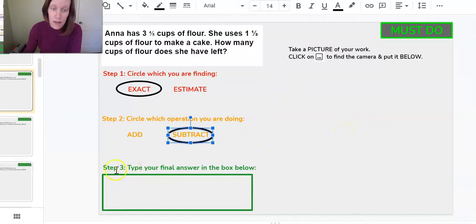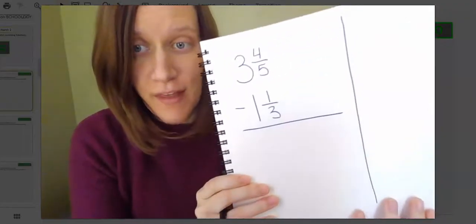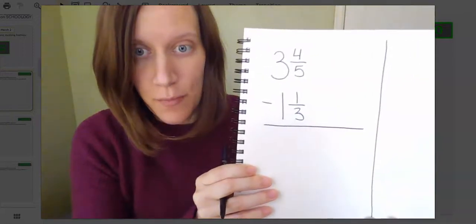Before I can type my final answer in the box below, I have to actually do my work on my whiteboard and take a picture of it. I'm going to show you how I would do that. I don't have a whiteboard at home, but I do have paper and a marker, so I'm going to show you how I do that on my paper, take my picture, and then type my final answer in a full sentence. Okay, so here you can see I have set up the problem in my notebook.